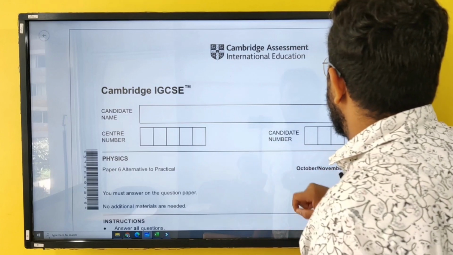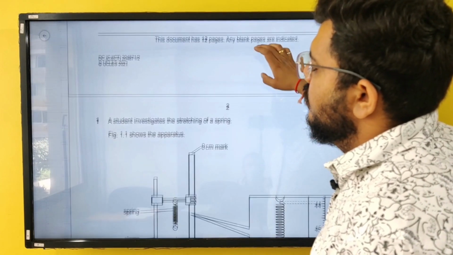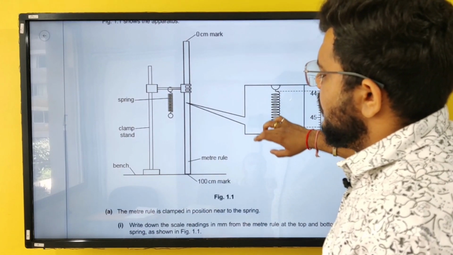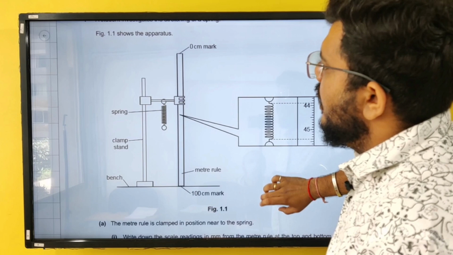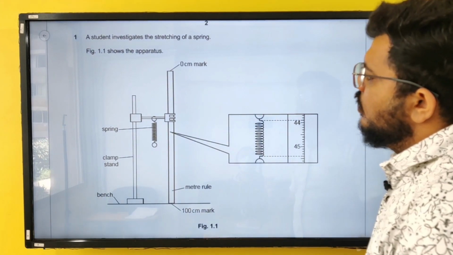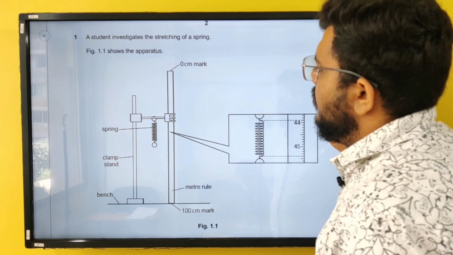Let's get started. It's paper 6-1 of October-November 2021, the most recent one. So let's start with this question. Question 1: a student investigates the stretching of a spring. Figure 1.1 shows the apparatus.